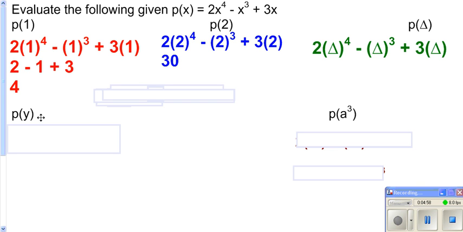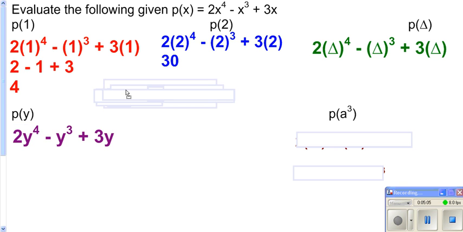Same idea down here. Whatever's in the parentheses is what you plug in for your x's. So we got to plug in y. So we'll have 2 times y to the fourth minus y cubed plus 3 times y.